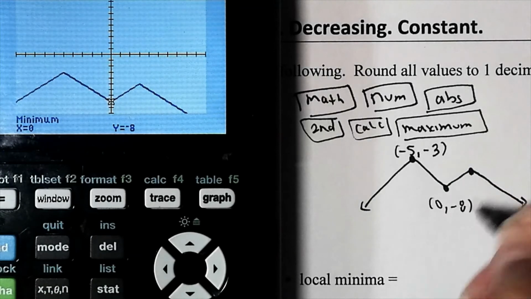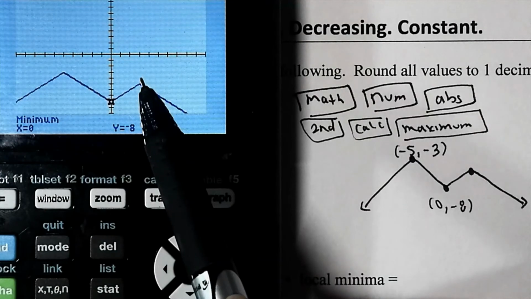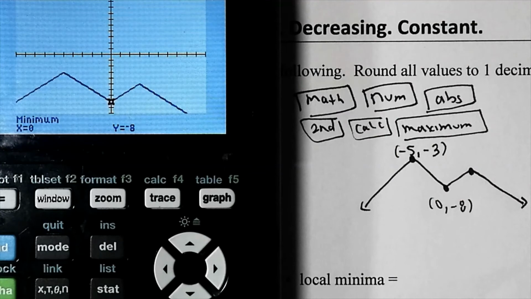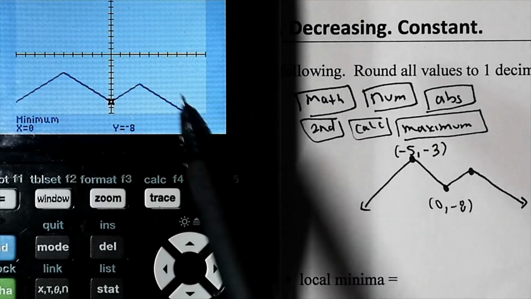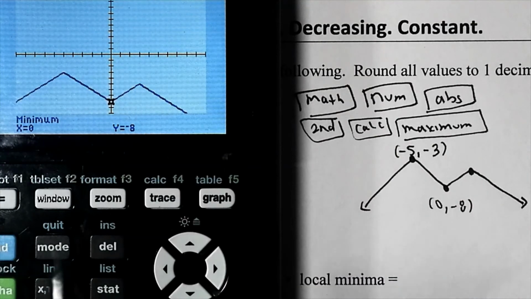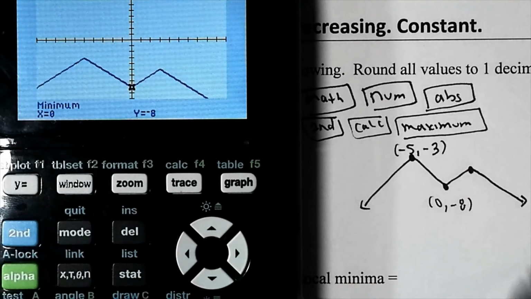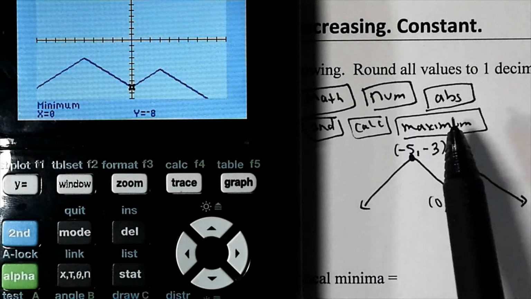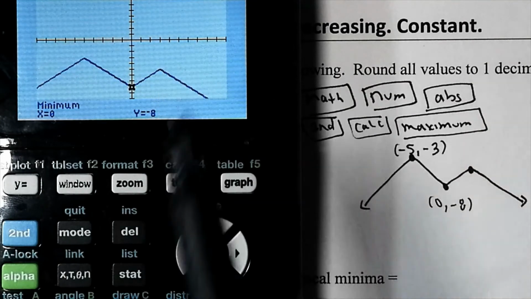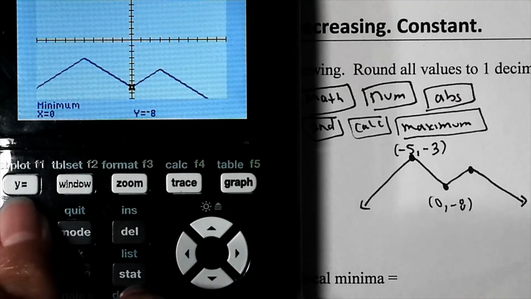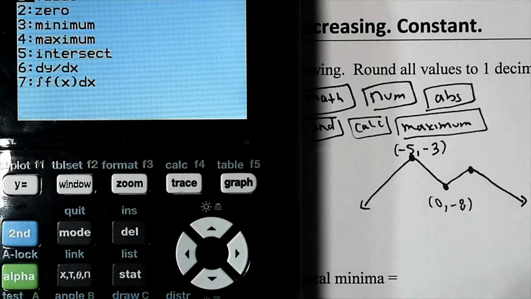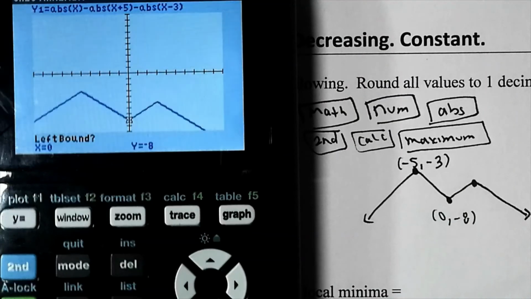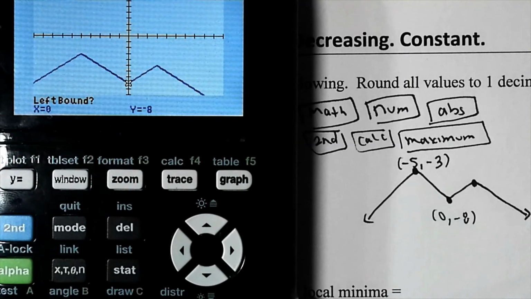So then we have a high point. Again, I want to identify all those highs and lows to facilitate the process. So we want to identify this high point, and we want the calculator to do it for us. So once again, second calc, and either maximum or minimum. This is a high point, so we want maximum. So second calc, maximum, option 4.